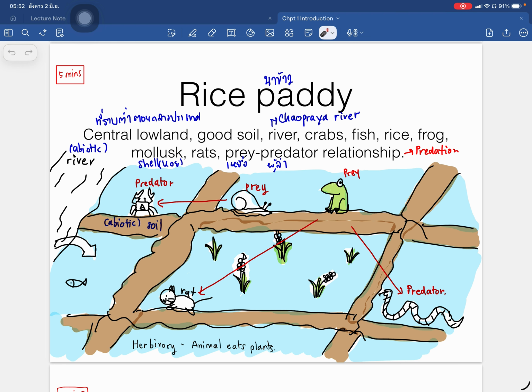So in this way we have many different types of organisms living together, just like the crab, the shell, the frog, the rat, and after that we have the snake. Okay, all these organisms represent a prey and predator relationship, or predation. The red arrow represents the energy flow from one organism to another. For example, this relationship between the shell and the crab means that the energy flows from the shell to the crab. So it means that the crab eats the shell.